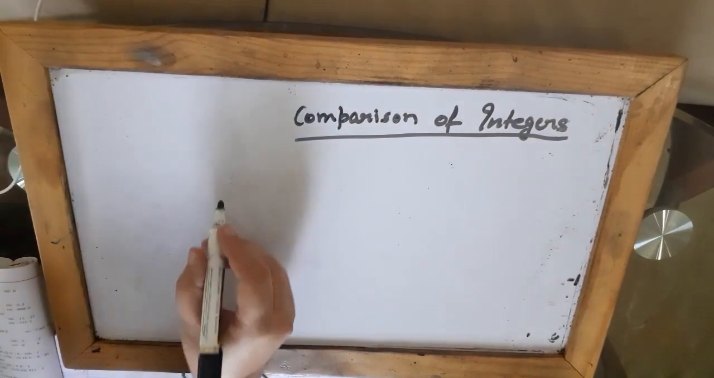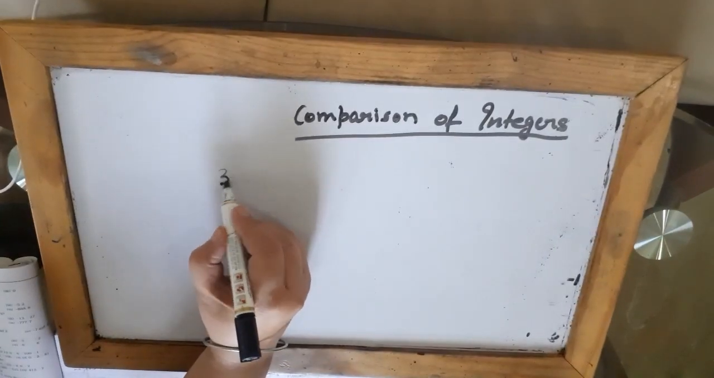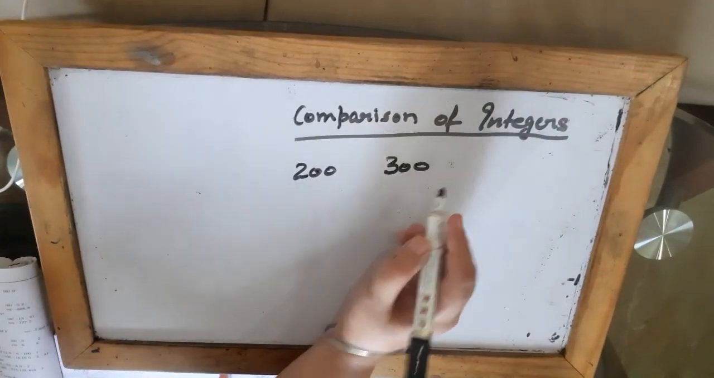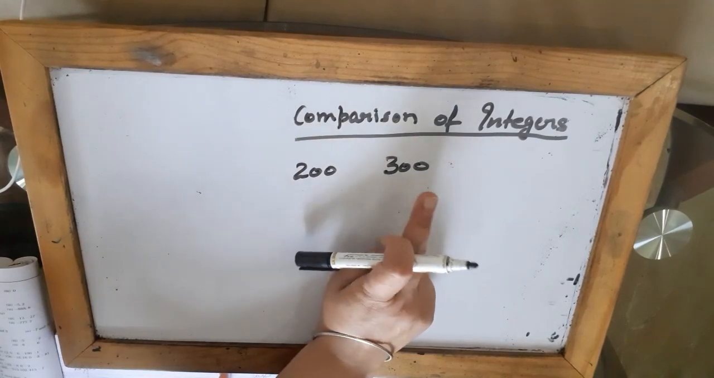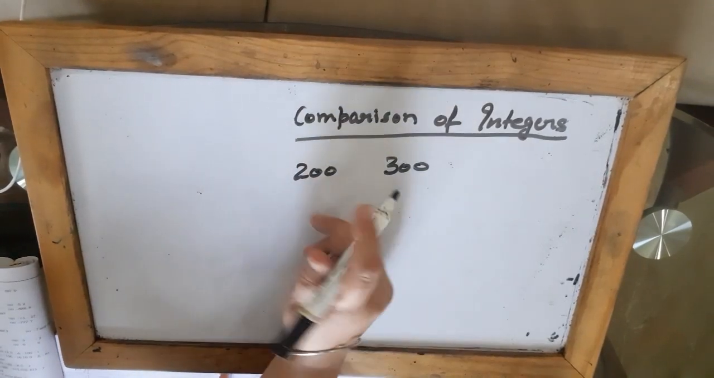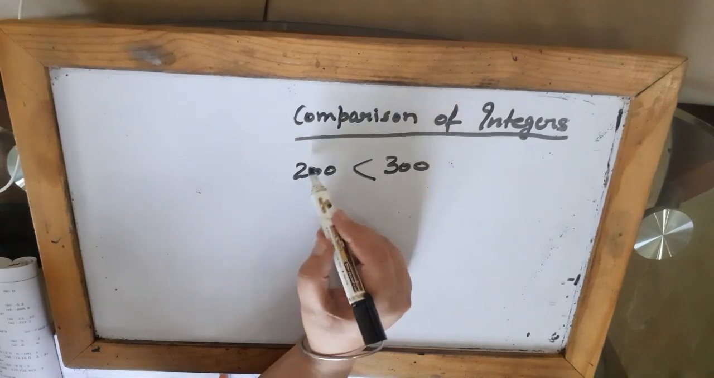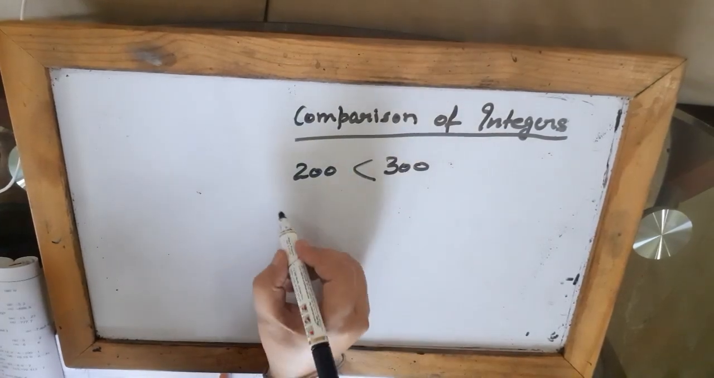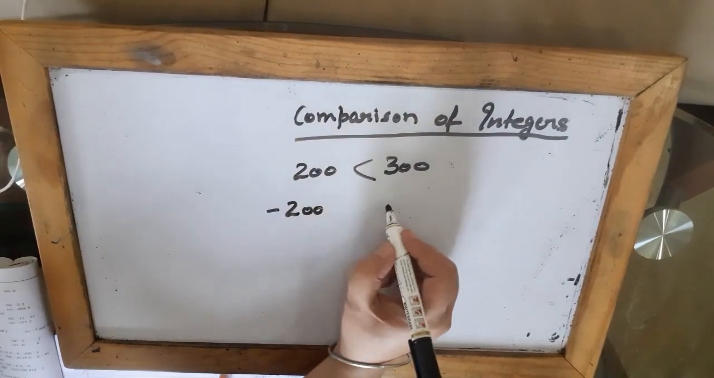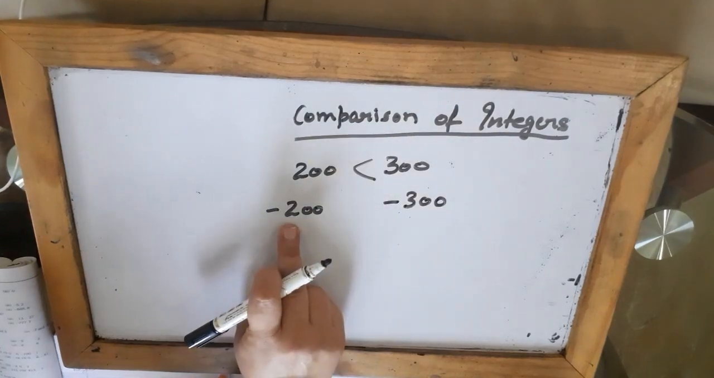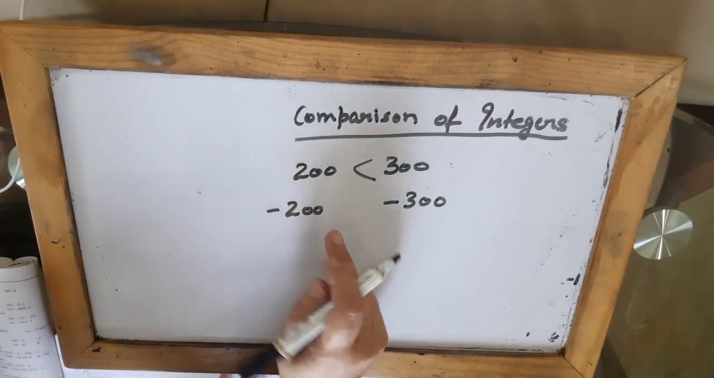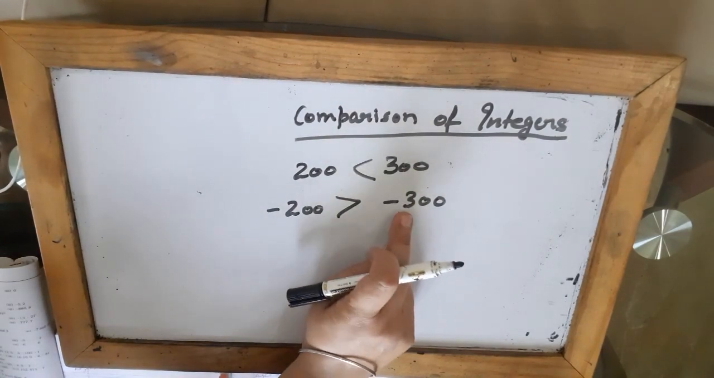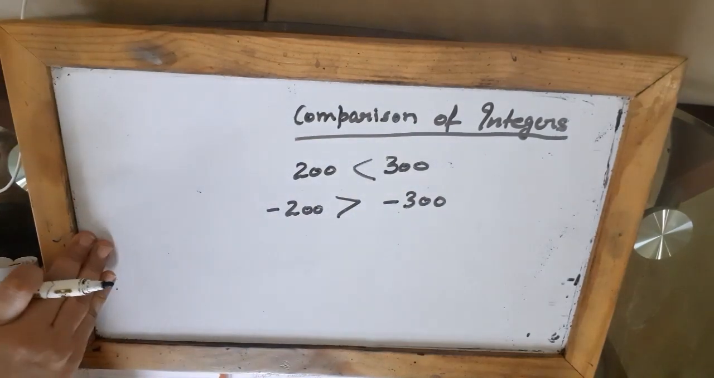So if we compare two positive numbers, suppose I compare 300 and 200, this 300 is greater than 200 because this 300 lies to the right of 200. But if I compare two negative numbers, then this minus 200 is greater than minus 300 because this minus 300 lies to the left of minus 200.